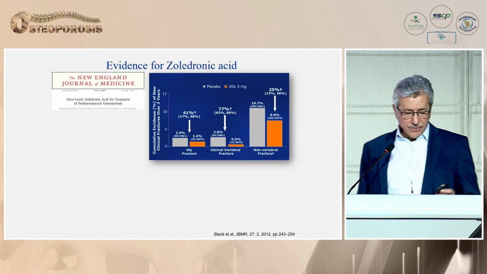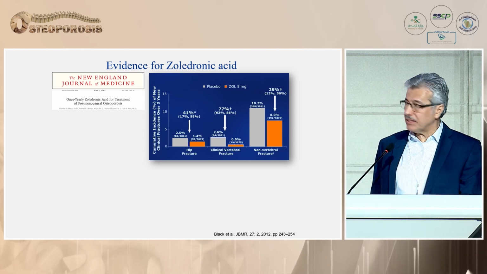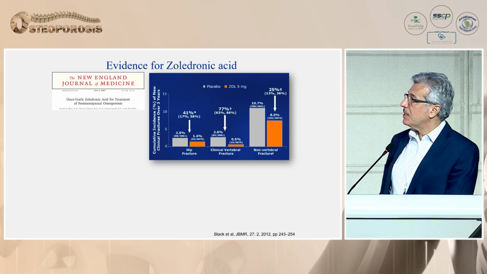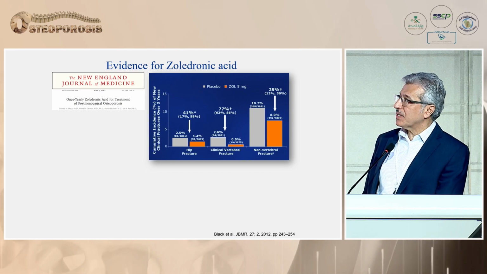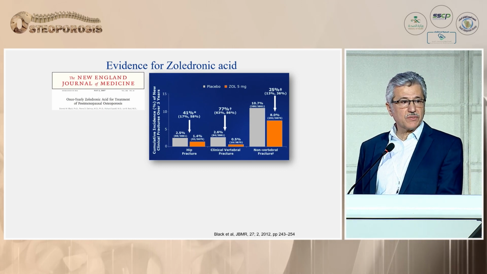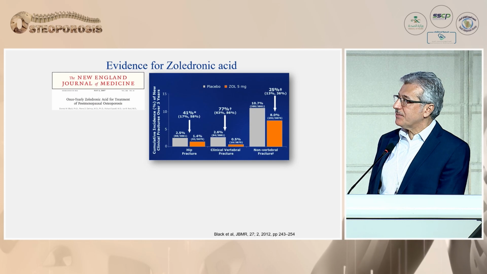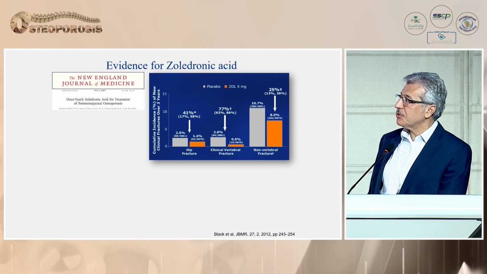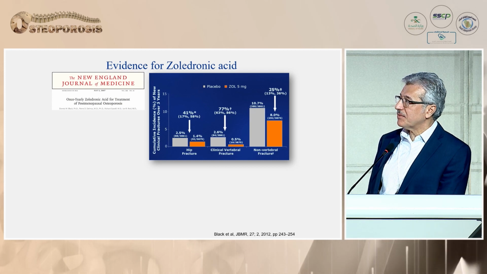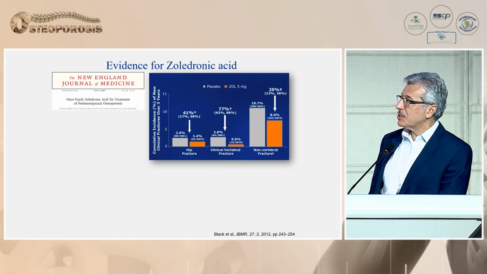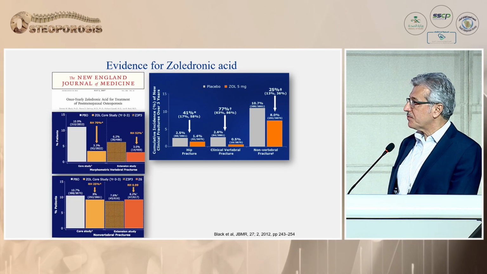Now, another very important agent is zoledronic acid, and the HORIZON study was published in 2007 showing that zoledronic acid is a very, very strong bisphosphonate in suppressing bone resorption, can decrease hip fracture, can decrease also vertebral fracture almost by 77%, 40% decrease in hip fracture, and 25% in non-vertebral fracture.